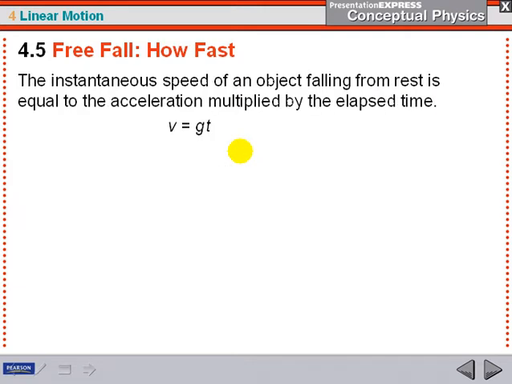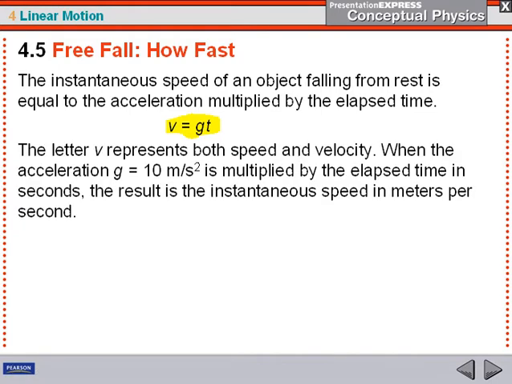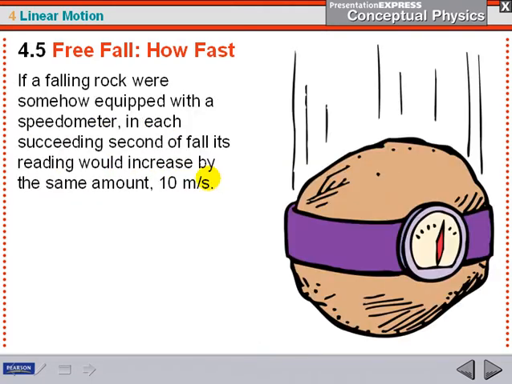Now the instantaneous speed of an object that's in free fall can be found by this equation. The velocity at any instant is equal to the acceleration due to gravity times the time it's been falling, the elapsed time. And that's pretty much the explanation right there.